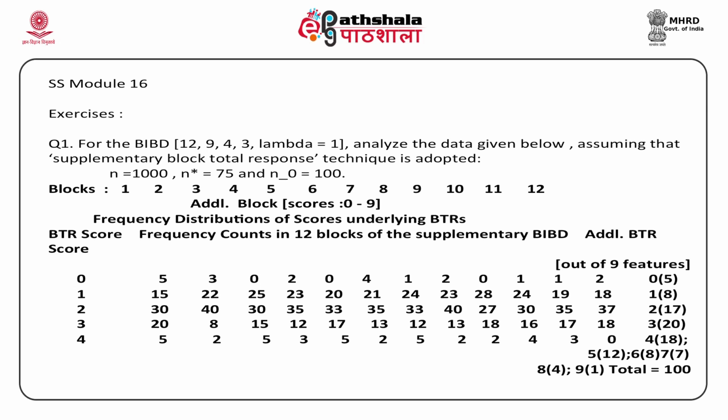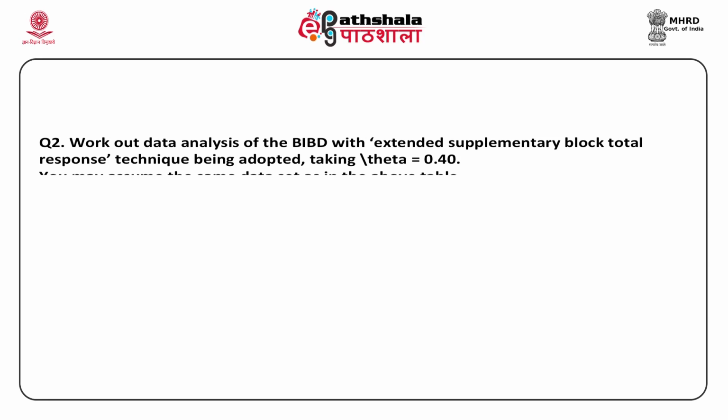Please read. Work out data analysis of the BIBD with extended supplementary block total response technique being adopted, taking theta as 0.40. You may assume the same data set as in the above table. Very good. So, let us try to understand what is happening. This time it says that you go for extended supplementary block total response. So, in the first block, I have got the regular features 1, 2, 3 together with A.